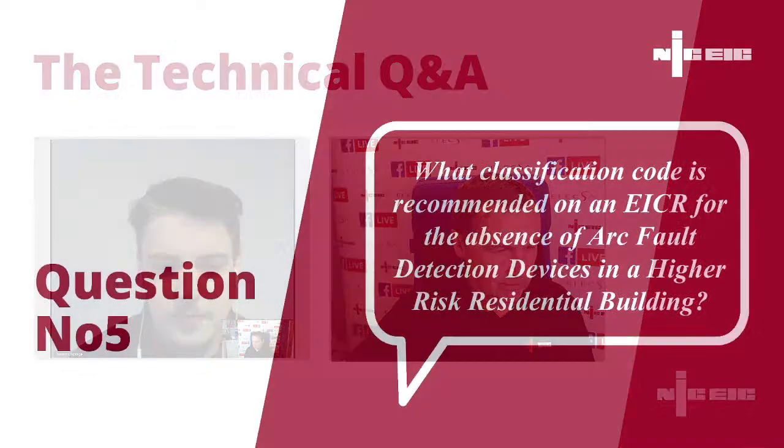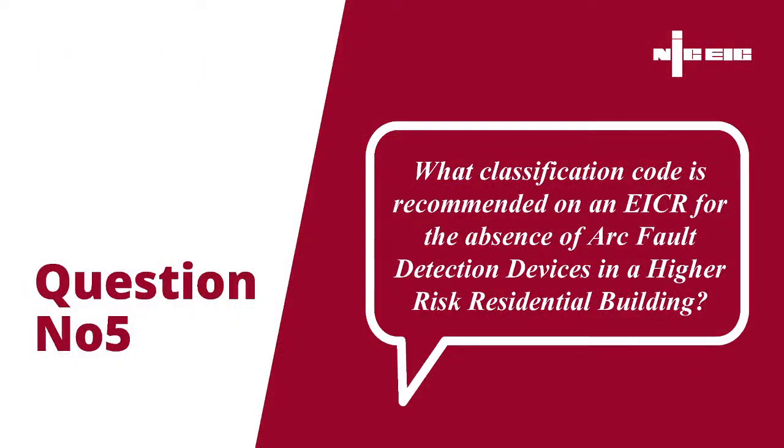We've got one more that we've had hanging over, so let's just shoot across to that one. What classification code is recommended on an EICR for the absence of AFDDs, arc fault detection devices, in higher risk residential buildings? So what are our thoughts there, James?